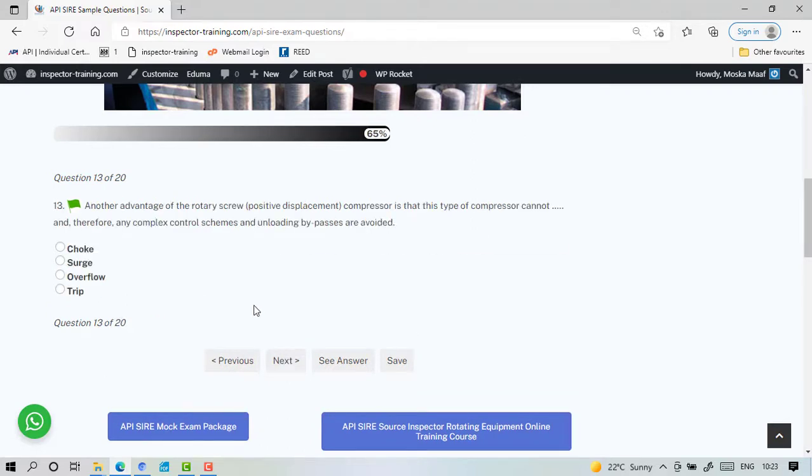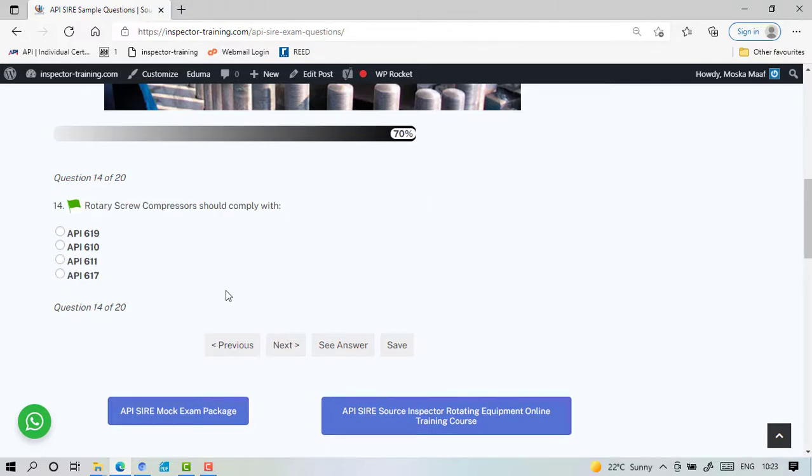Another advantage of the rotary screw positive displacement compressor is that this type of compressor cannot surge, because the screws are like a mating gear. Therefore, any complex control schemes and unloading bypasses are avoided. A rotary screw compressor should comply with API 619. There are quite a few questions in the exam when they ask you what is 110, 111, 112, so you need to know the title at least.